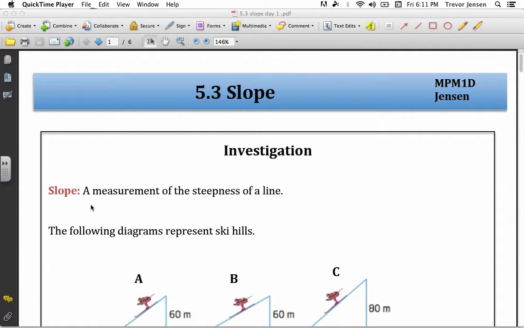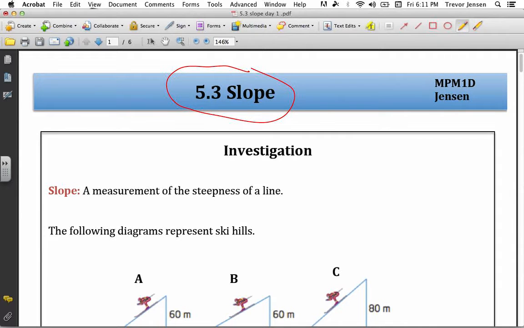Okay, so here's the lesson for section 5.3. This lesson is all about calculating the slope of a line segment. To start this lesson, I want you to go to jensenmath.ca and download this lesson, print it off so you can follow along and copy out this lesson as we go through.